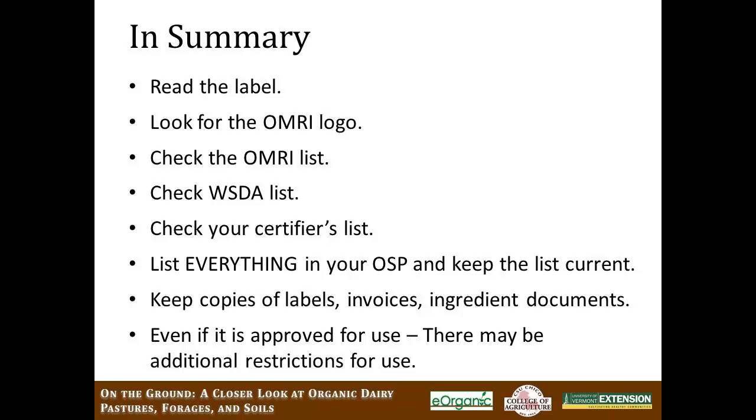And then, very important to make sure you list everything in the organic system plan and keep that list current. So if you want to add something to the list that isn't on there, you're thinking about using it this year, let your certifier know right away. And then also important to keep copies of all the labels, invoices, and ingredient documents for your inspector and certifier so that they know what you've been using is approved for use. And then keep in mind that even if it is approved for use, there may be some additional restrictions of how you're allowed to use it or additional documentation that you might need.